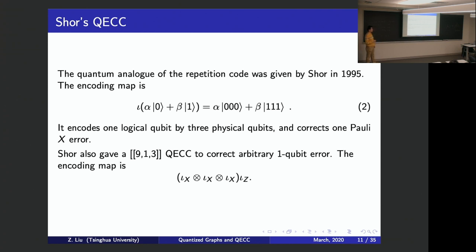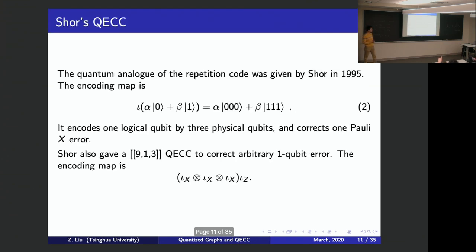And Peter Shor also gave another code using 9 physical qubits. Here we use 3. So give 9 physical qubits to encode 1 logical qubit. And the distance 3, that means it can correct a single qubit error. Then the single qubit error is not just Pauli X. It can be any unitary gate on a single qubit, like Pauli X, Y, Z. And here is the encoding map. It's a quantization of that map in the X basis and in Z basis. We just compose that in 2 different directions. So those are all the results in 1995.